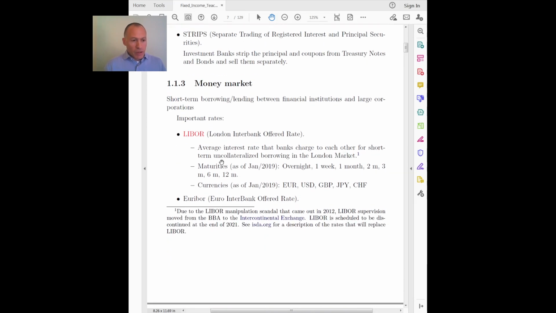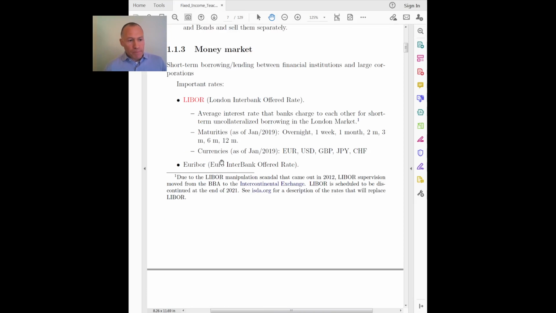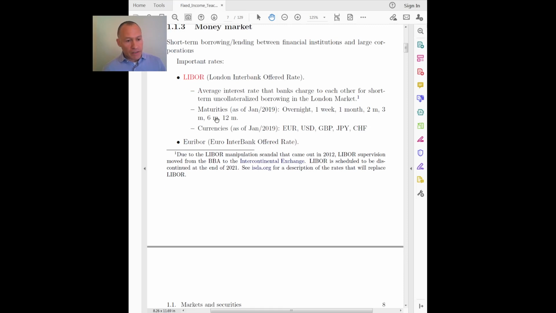All right. Let's just briefly talk about a different market, the money market, which is this short-term market for large firms where they borrow and lend for short maturities. This market is important because we are going to use the interest rates that are determined in this market for several applications.